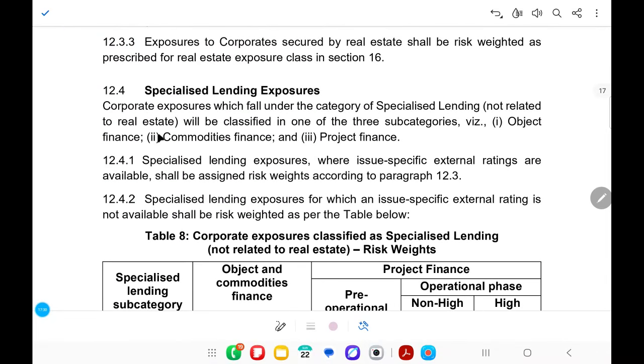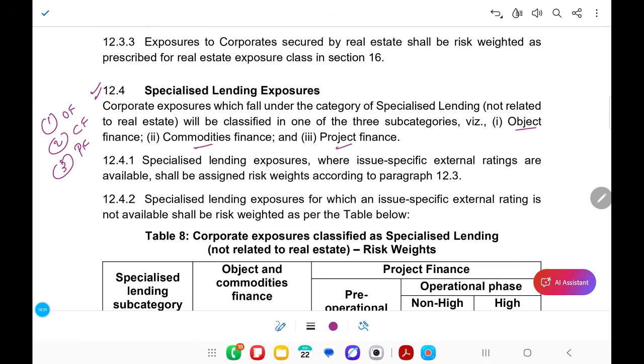Proceeding further, we will now proceed to specialized lending exposures. So friends, what are specialized lending exposures? Specialized lending relates to financing where the primary source of repayment is the income generated by the asset being financed, rather than the independent repayment capacity of the borrower. That is why it is called specialized lending exposure. There are three subcategories: object finance, commodities finance, and project finance.